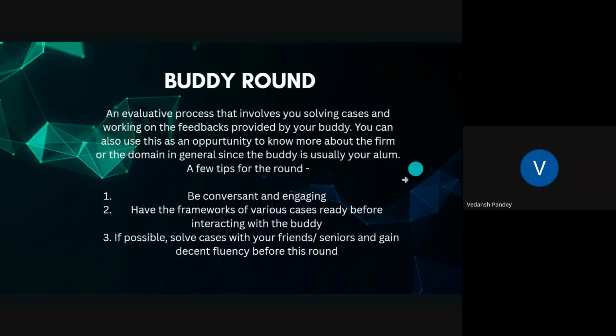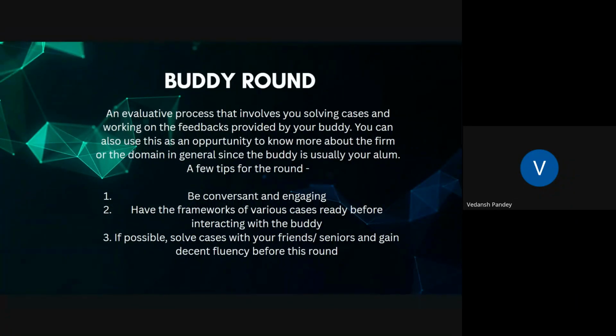The general tips are: be conversant and engaging, obviously, because the person is most probably an alum from the same institute, and have frameworks of various cases ready before interacting. There are a few cases that have a framework. I'll talk more about the cases in the next slide. If you're lucky, you'd be asked a case wherein a specific framework applies, so it makes your work easier if you know the frameworks beforehand.